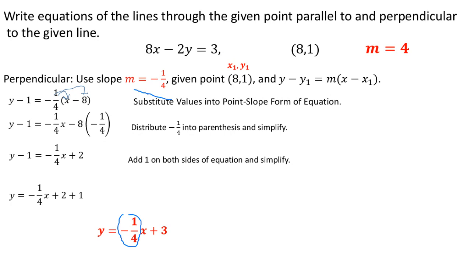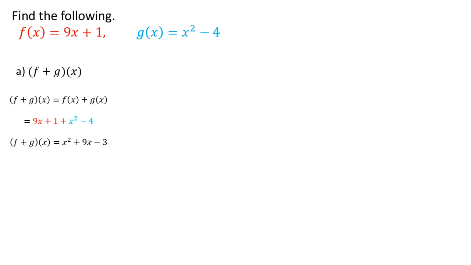Okay, let's move on. All right. Find the following. Given we have two functions, f of x is equal to 9x plus 1, which we can see is a linear function. And then we have g of x, which is equal to x squared minus 4, and hopefully we can identify that we are dealing with a quadratic. I knew that this one was linear because the exponent on the x here was a 1, and on this one it is a 2. So these are my indicators of what I'm working with.